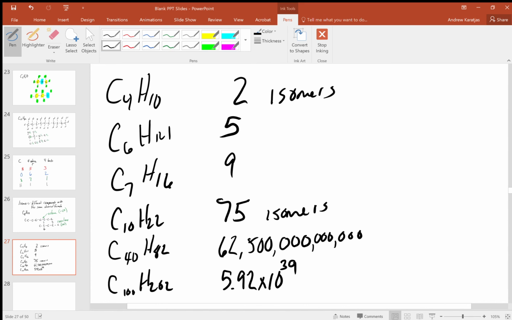So again, the point here is a chemical formula isn't good enough to describe what we need. And when we're dealing with organic molecules, what we're going to need is either to call it by name or draw out its structure.